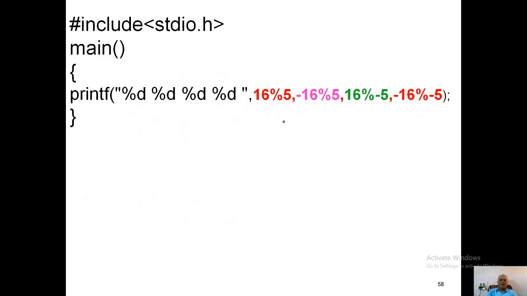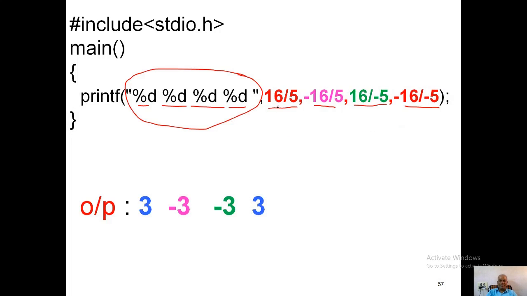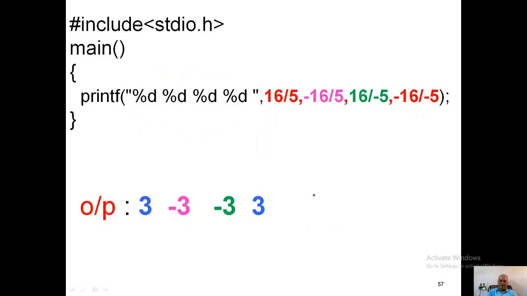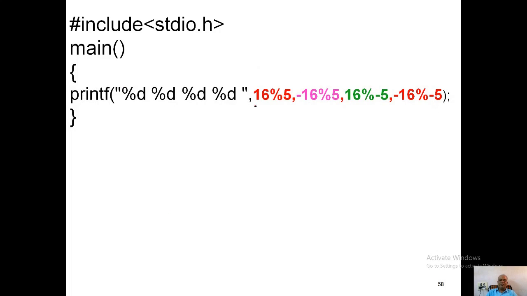Next, go to another example. The previous example was related to division, but here it is in the form of modulus. 16 mod 5, minus 16 mod 5, 16 mod minus 5, and minus 16 mod minus 5. So what is the result? Here we are looking at modulus, that means the remainder value.